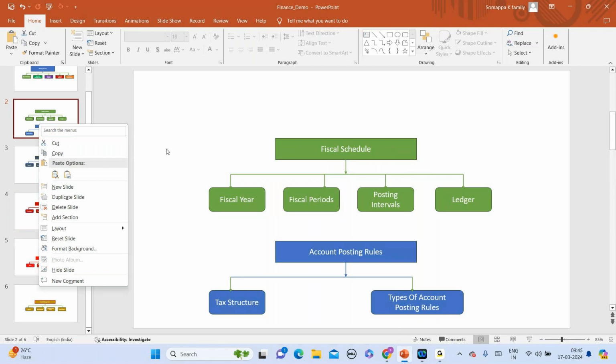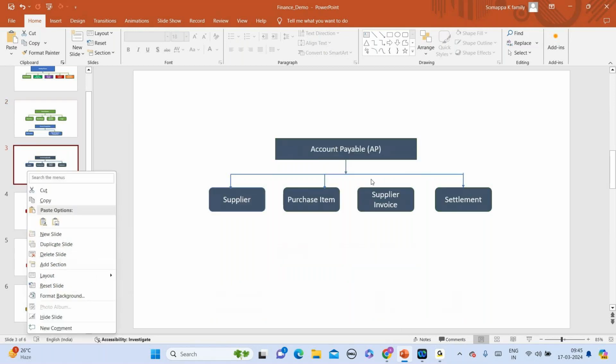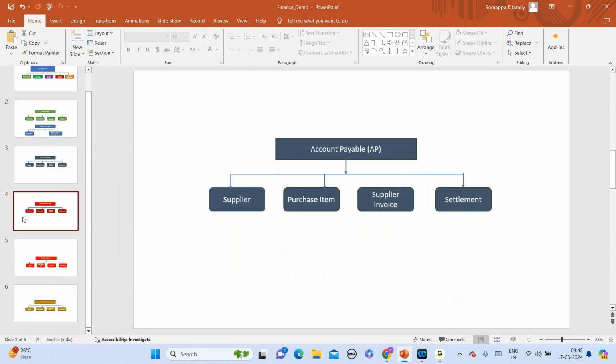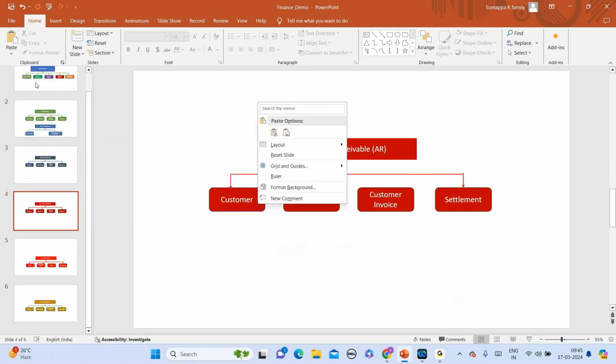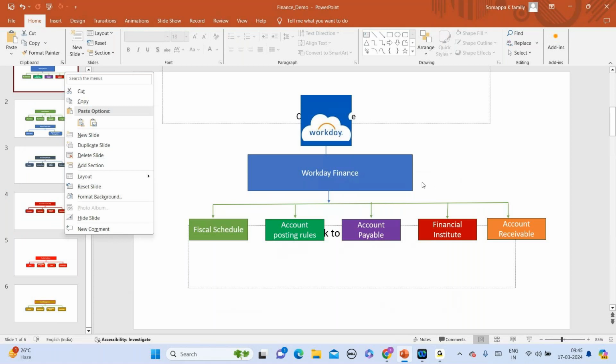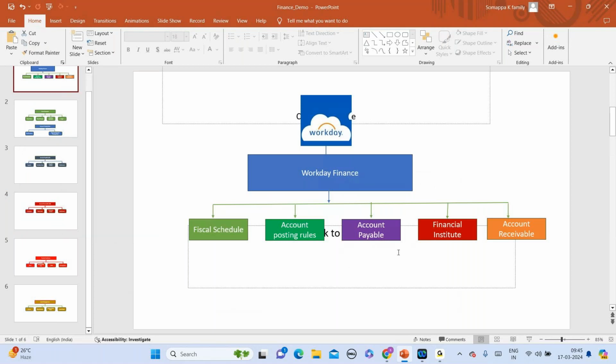I told you, I will be covering ledgers, posting rules, and I will also be covering AP and AR. All of it I am covering. You need to put in the concentration and understand. So the total finance module I am covering as part of this course.